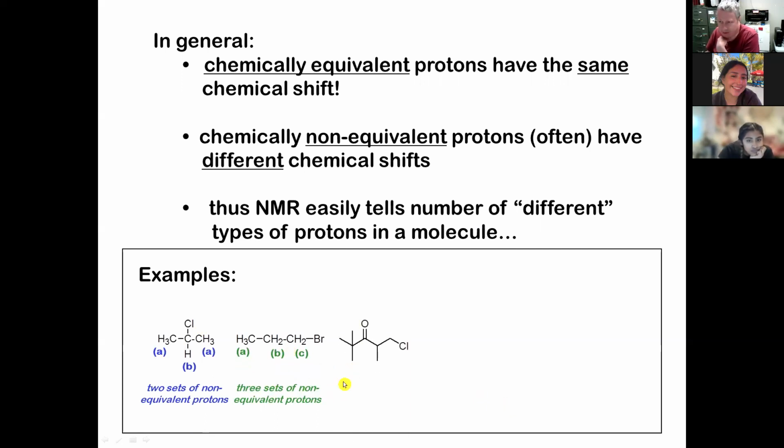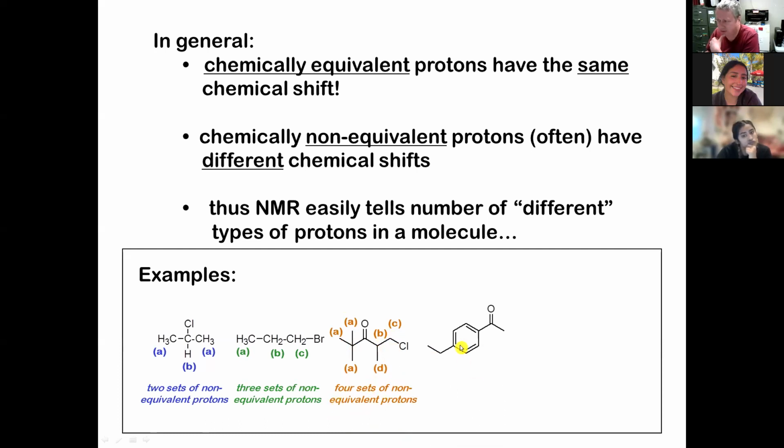Okay, so what about this one? Let's just go left to right. We have the 3 CH3s, that's 1. We have a CH, that's 2. A CH2 is 3, and then the CH3 is 4. Now this CH3 is different than these CH3s because this CH3 is next to a CH. These 3 CH3s are next to a carbon with no hydrogen. So this is 4: A, B, C, and D.